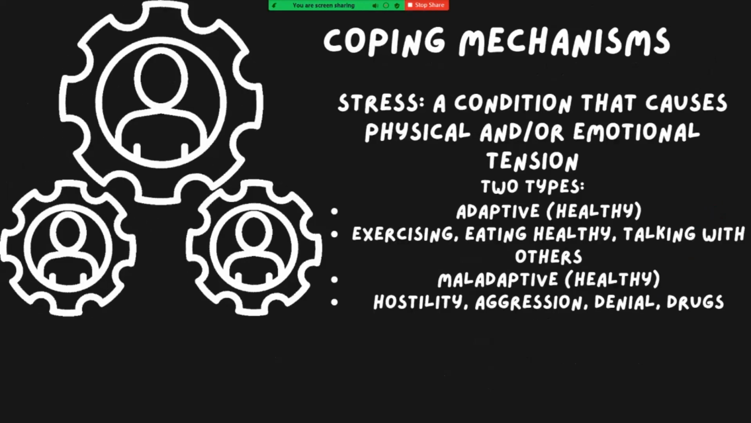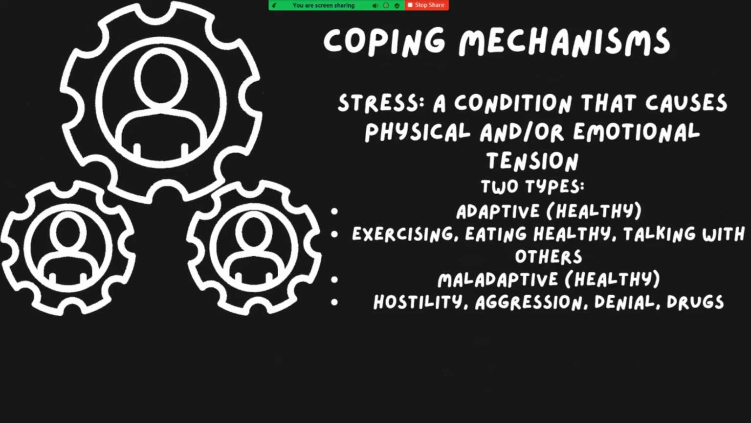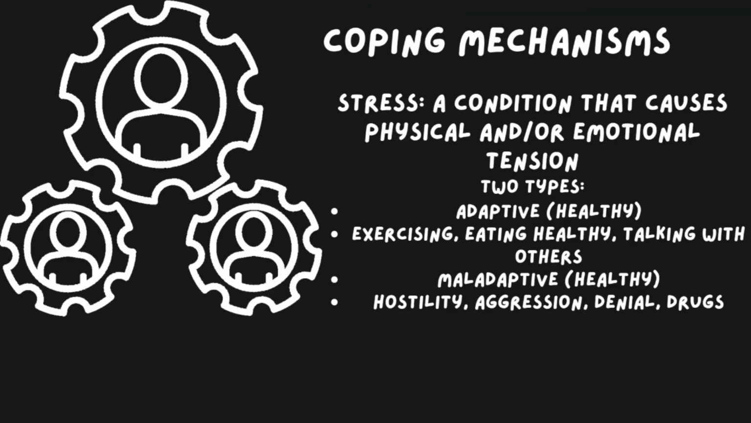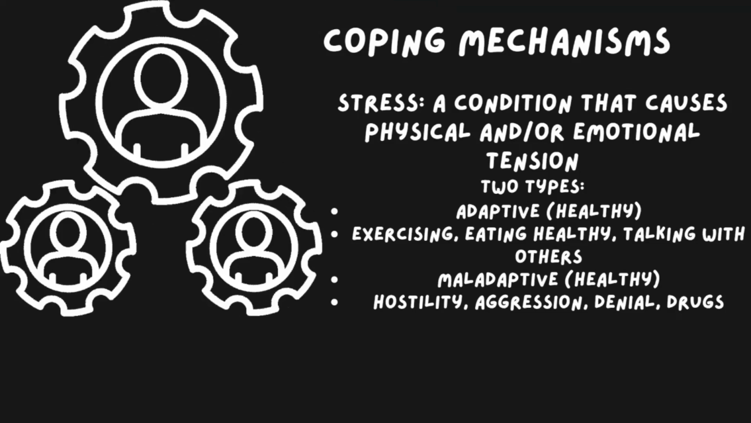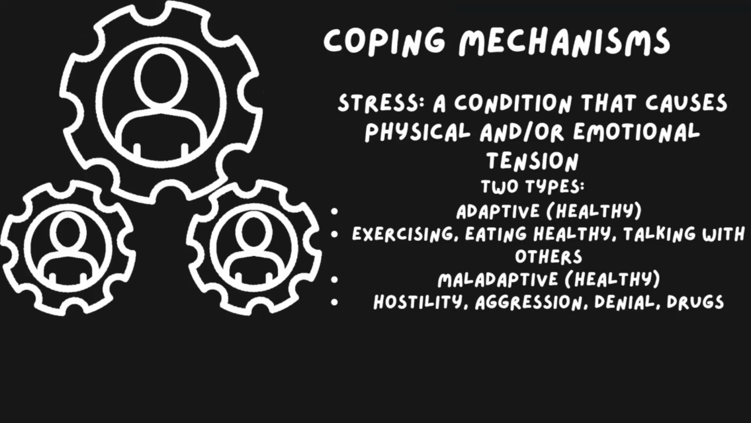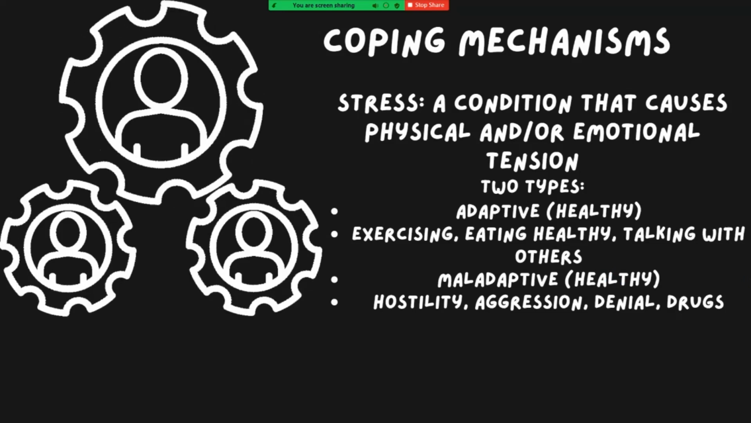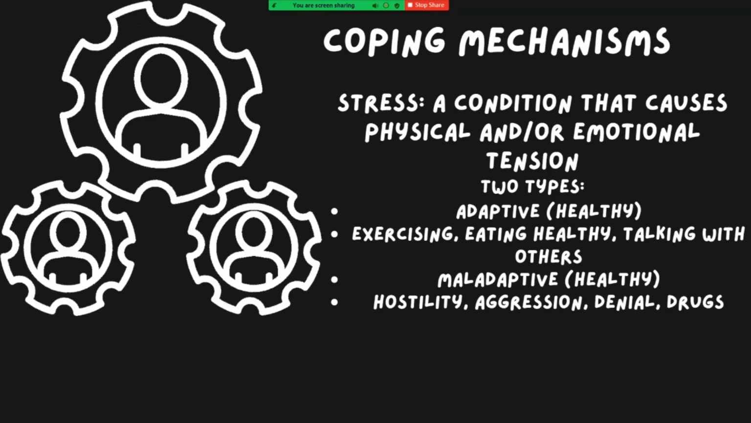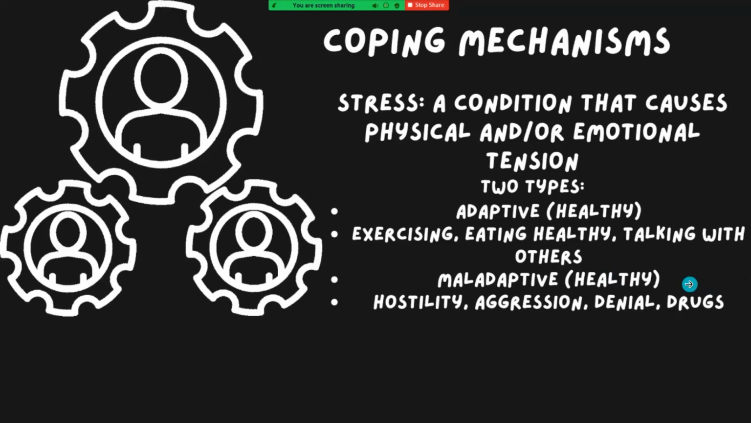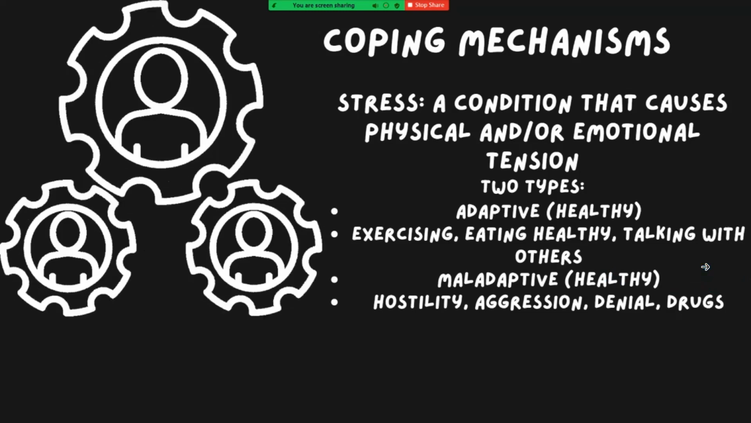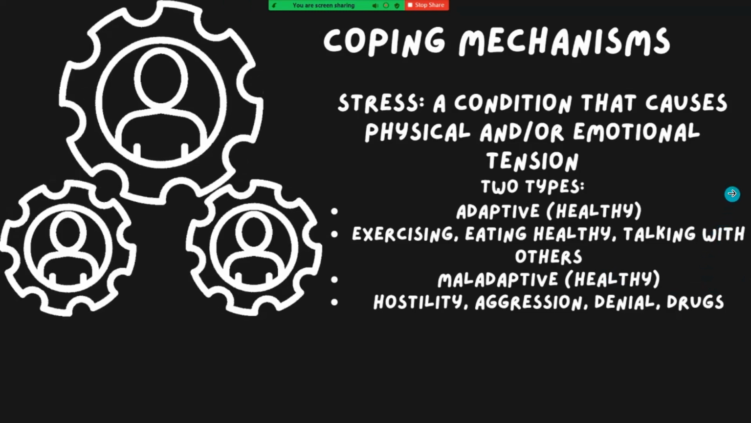So let's talk about coping mechanisms. Stress is a condition that causes physical and or emotional tensions. There's two types: adaptive, which is healthy, exercising, eating healthy, talking with others. Maladaptive, it says healthy, but that's unhealthy. Hostility, aggression, denial, and drugs. Oh my goodness, I can't believe I didn't see that, it was a mistake on the PowerPoint slide. Sorry. Maladaptive is unhealthy. It's hostility, aggression, denial, and drugs. So please don't think that any of that's healthy.